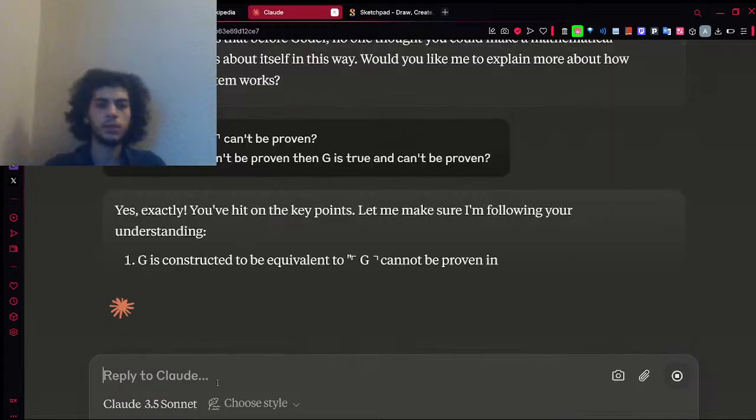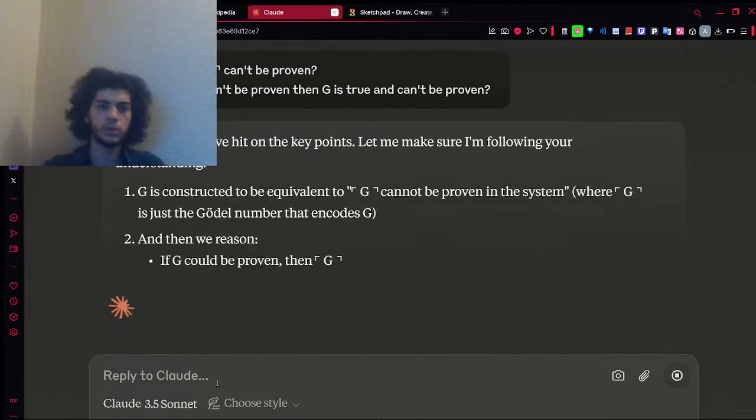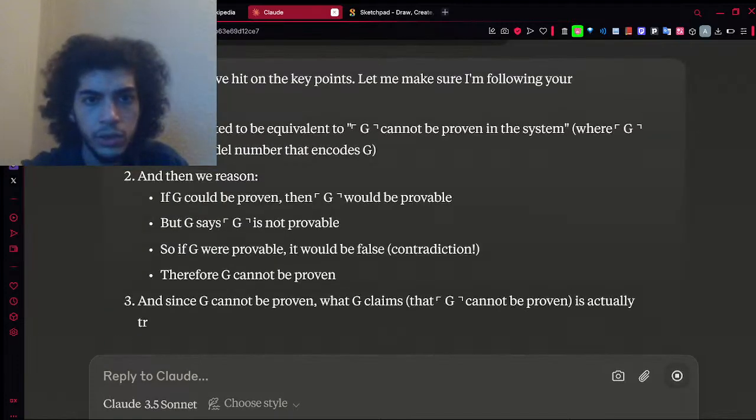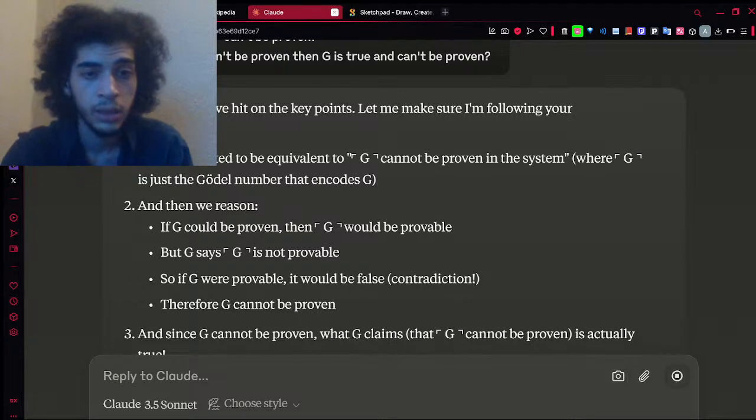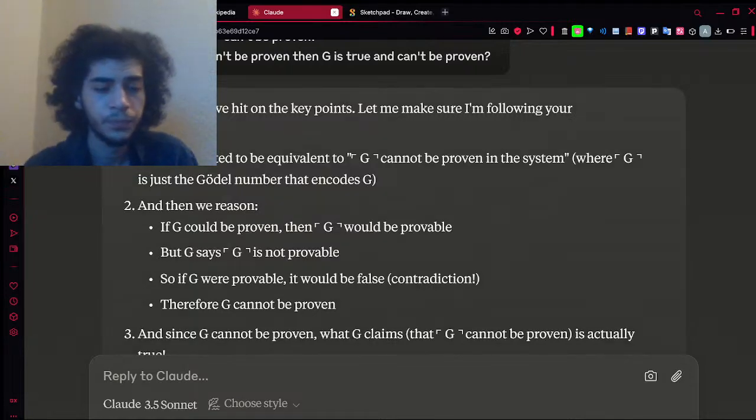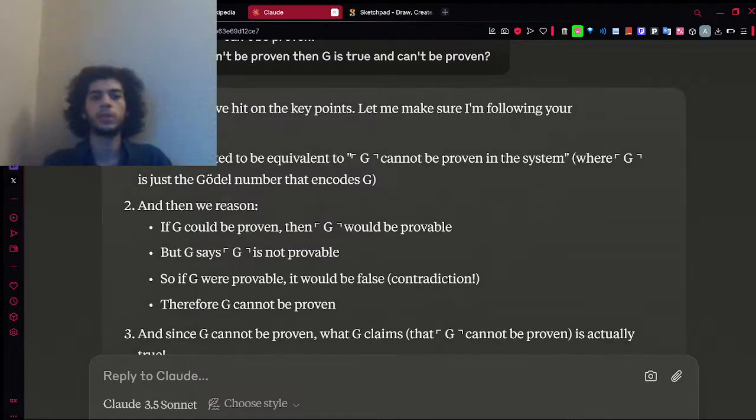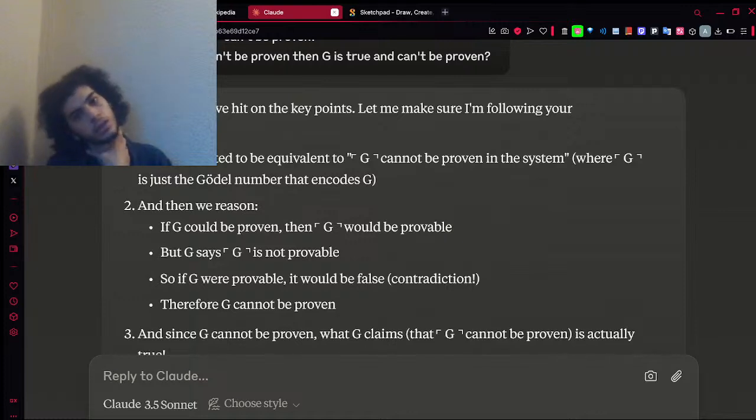Yes, exactly. You've hit on the key point. Let me make sure I'm following your understanding. G is constructed to be equivalent to bracket G cannot be proven in the system. Where bracket G is just the Gödel number that includes G.